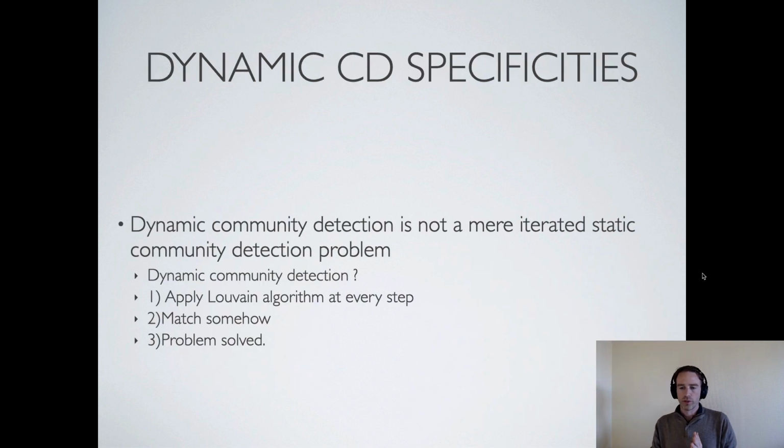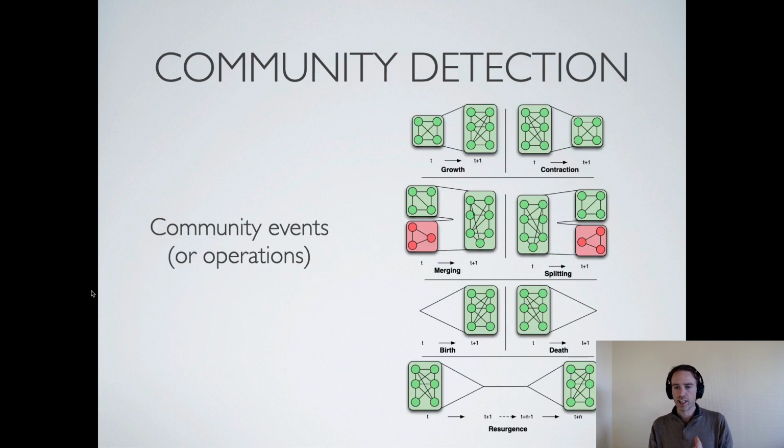You could think that maybe it's just a simple problem. You just have to iterate community detection on each snapshot, for instance. You could apply the Louvain algorithm at every step and match the results using some intersection. You check, for instance, the communities with the most nodes in common and say that they are the same, and that's it. Your problem is solved. But in reality, it's a little bit more complicated than that, for several reasons.